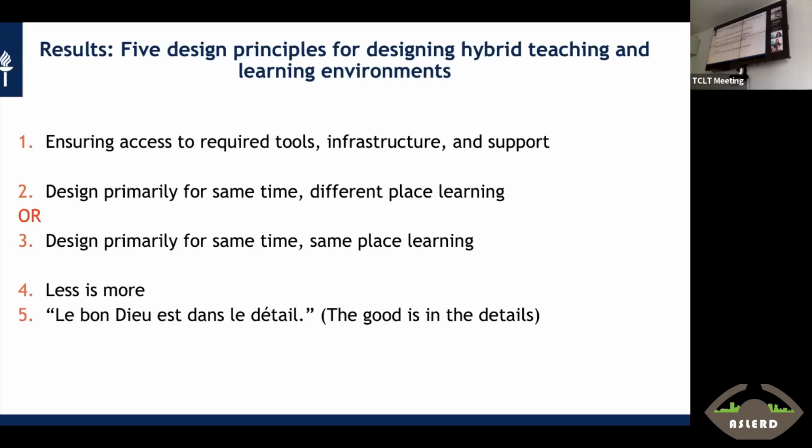Another thing we found out is that one must make a decision: are you designing primarily for different place or same place? So you must have a priority in which way you design. Are you looking for people to be in the classroom and you are providing them remote access, or are you making it fully online so that anybody may attend from their own location? This is a decision which must be made when you design these things.